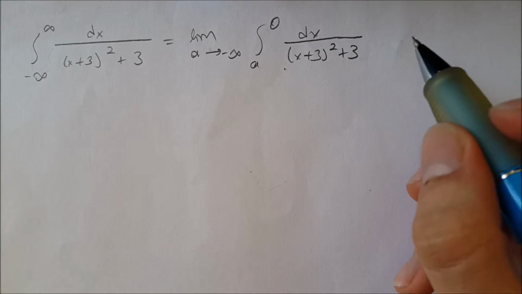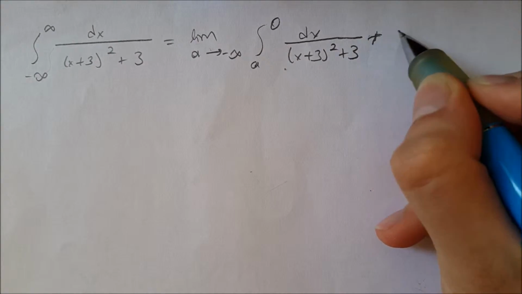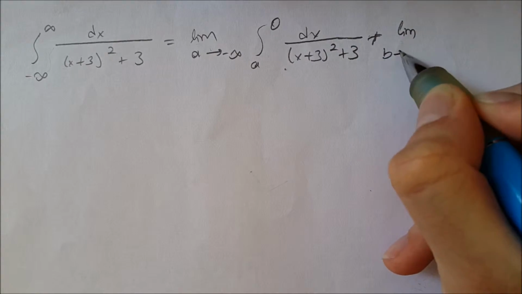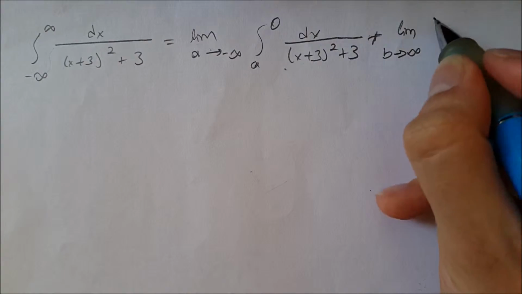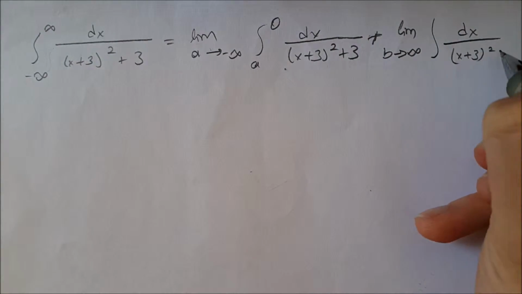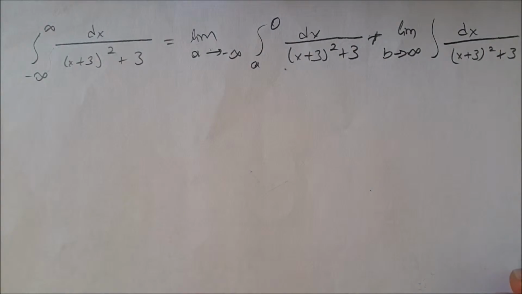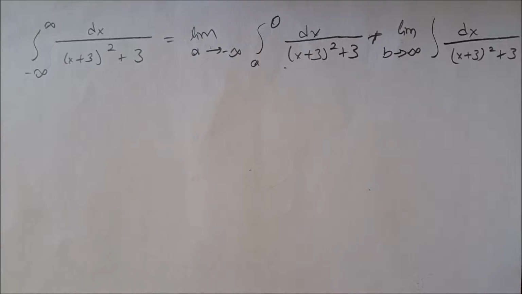We write the same equation. And then we say plus the limit as b approaches infinity. We again write the same equation. This is the logic of improper integrals. And then we evaluate this.